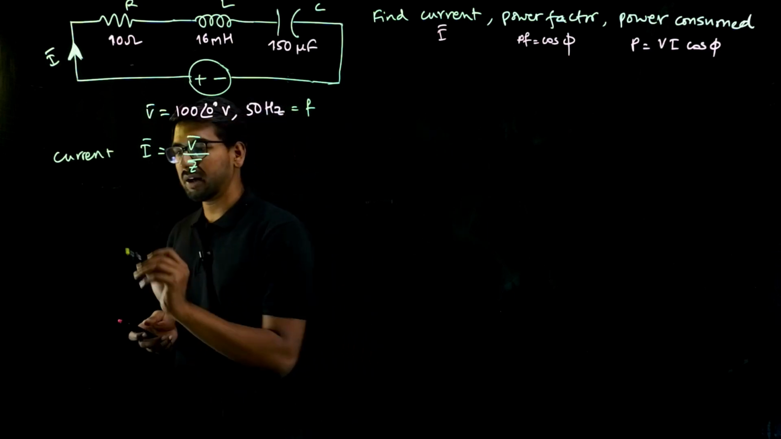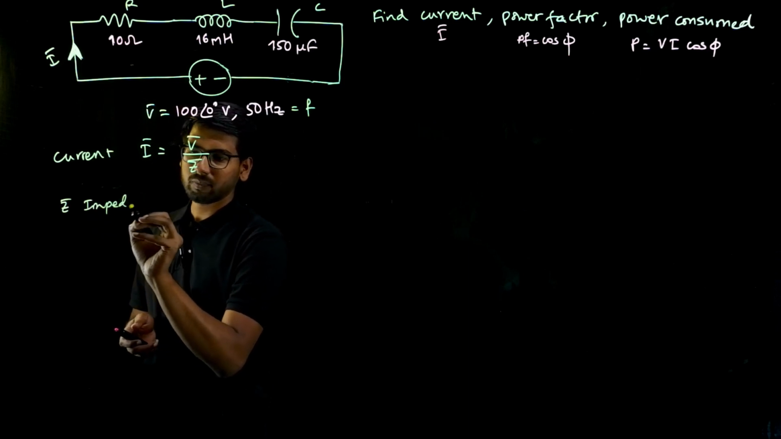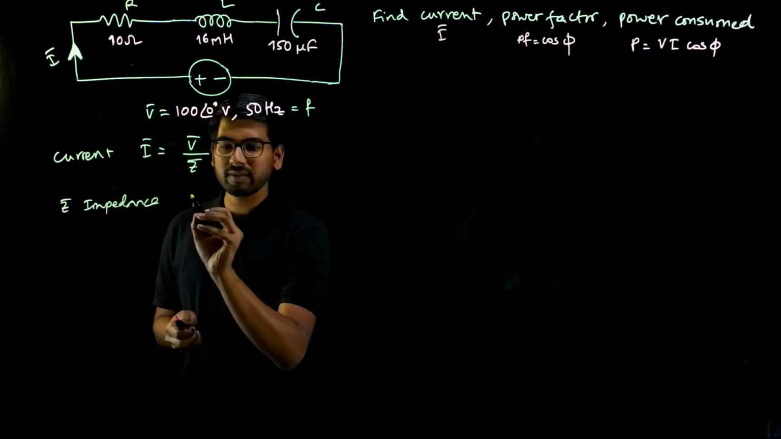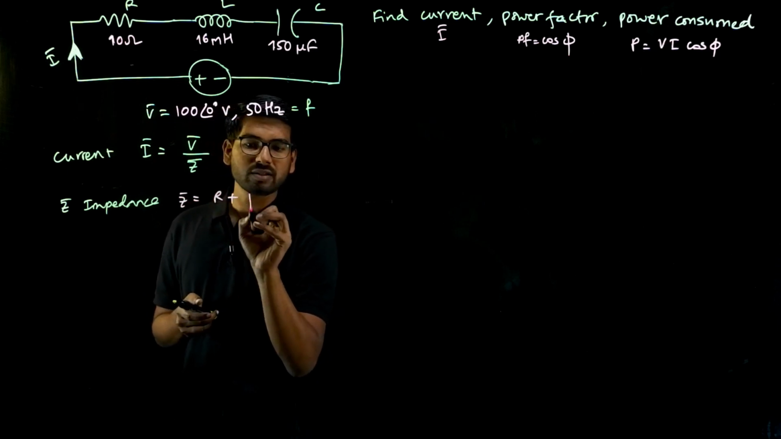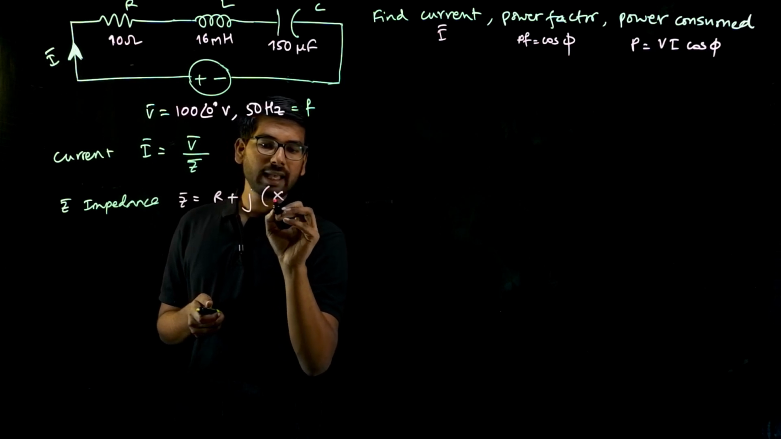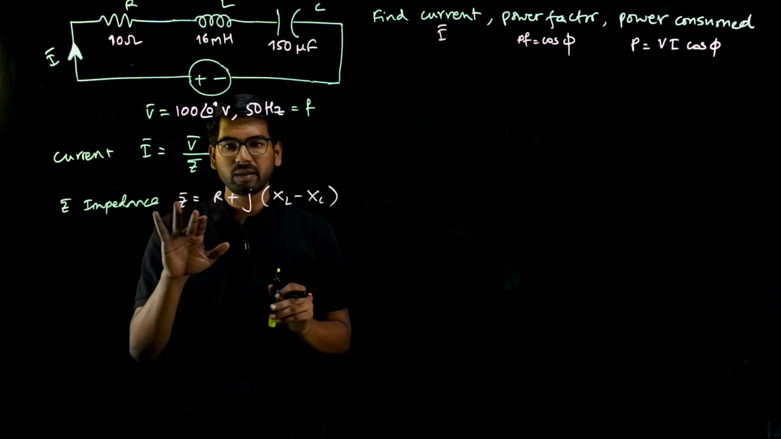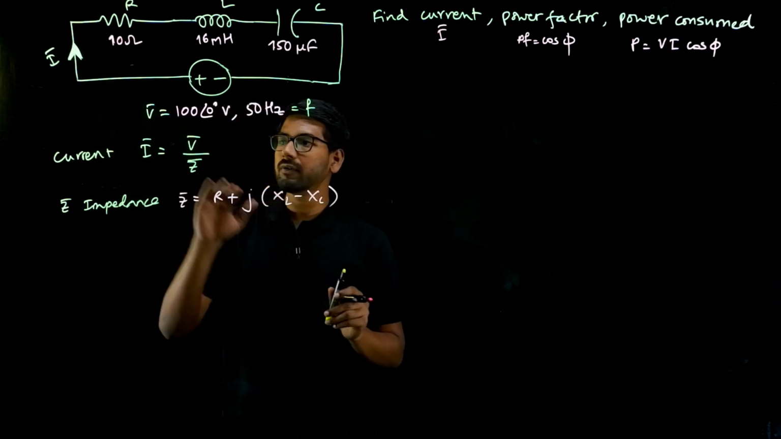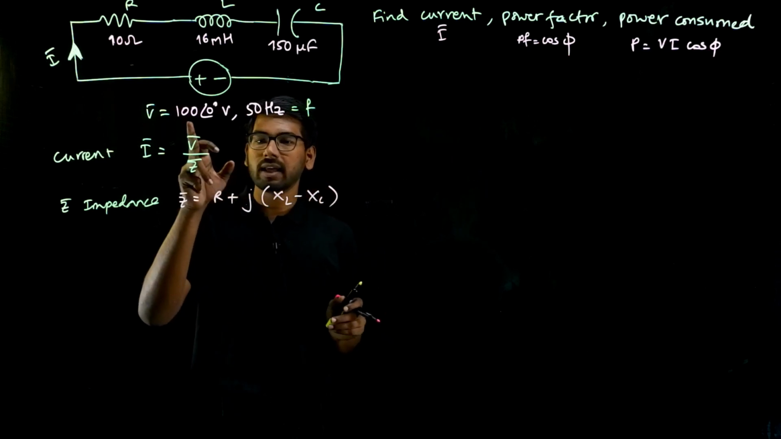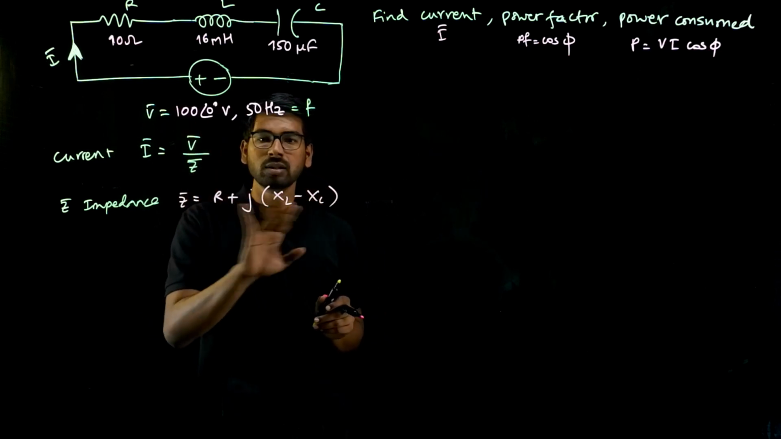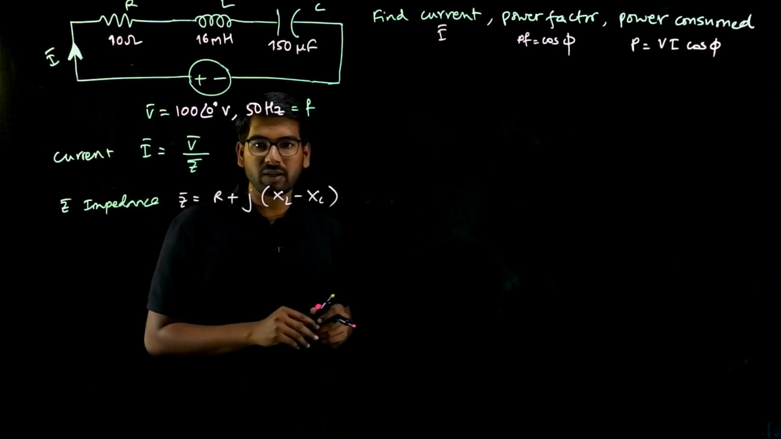Okay, so what is Z? Z bar is impedance. So how do you find impedance? Impedance Z bar is R plus J into XL minus XC. Okay, so impedance Z bar is a complex number. All of these are complex numbers: I bar, V bar and Z bar. We will represent them either as magnitude with angle, which is polar form, or as A plus JB, which is rectangular form.